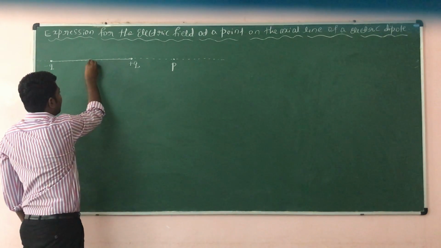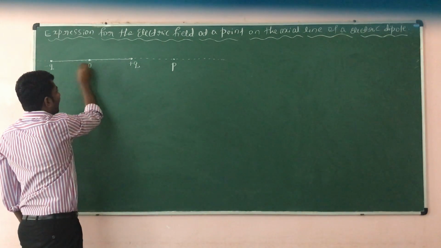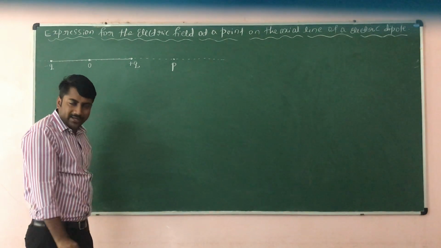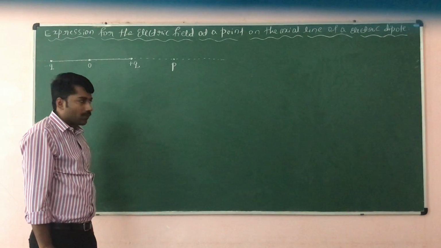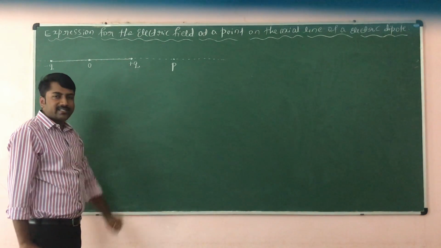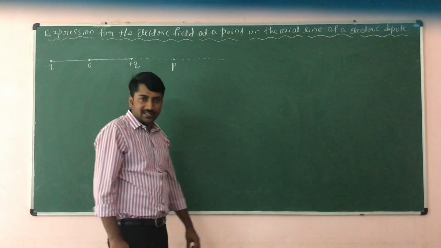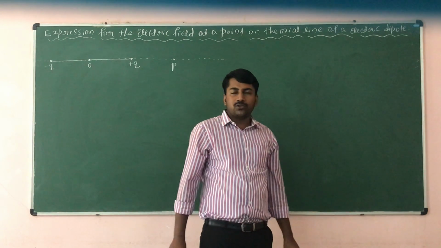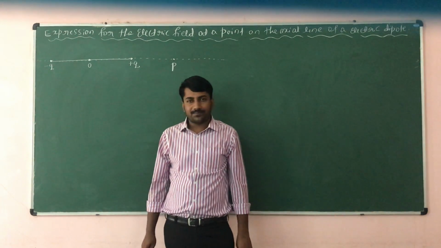And O is the midpoint of the electric dipole. The distance between the negative charge and the positive charge is the dipole length.